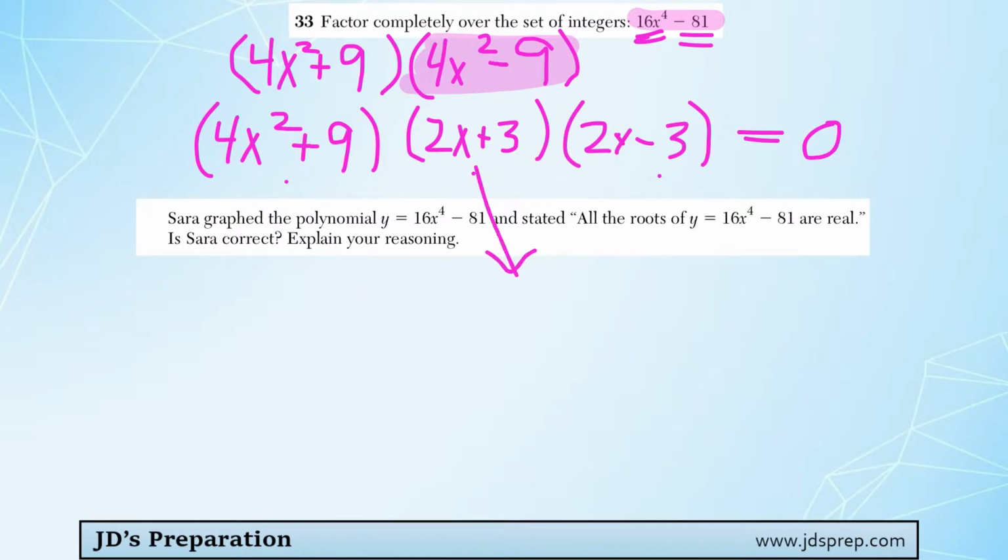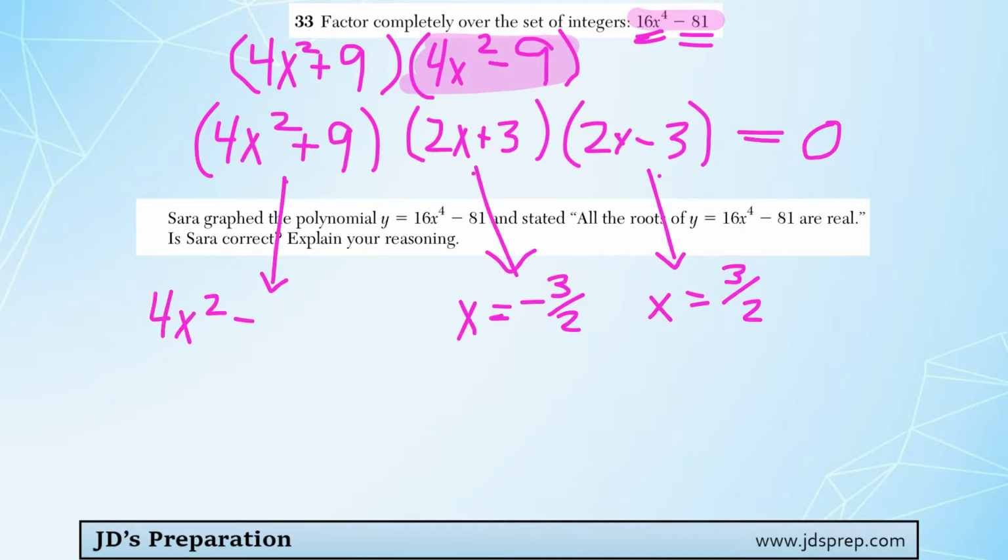Over here, if we set 2x plus 3 equal to 0, we would get that x equals negative 3 over 2. And if 2x minus 3 was equal to 0, we would get x equals positive 3 over 2. Now, those are definitely both real numbers, but let's check the last one here. 4x squared plus 9, if we set that equal to 0 and solve for x, let's work that out here. First, we would subtract 9 from both sides to get 4x squared equals negative 9. Next, we can divide by 4 to get x squared equals negative 9 over 4.